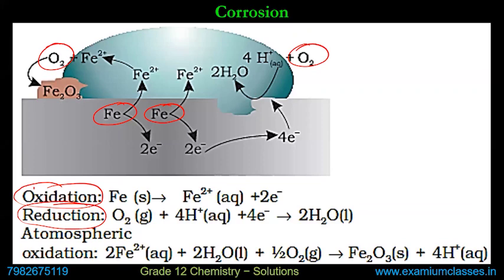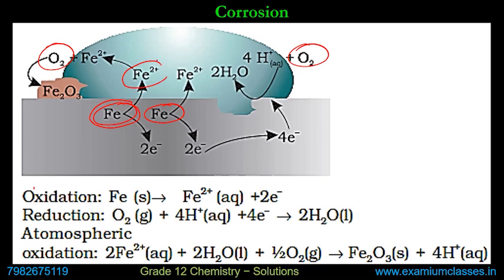Rusting of iron is what we are talking about here. First, you need to understand that rusting of iron takes place only if both oxygen and moisture are present. Rusting will not take place if only oxygen is there and moisture is not, and it will not take place if only moisture is there and oxygen is not. Both have to be present.